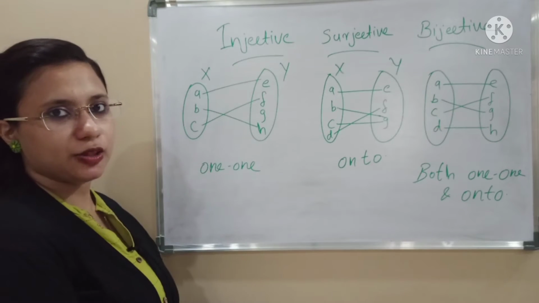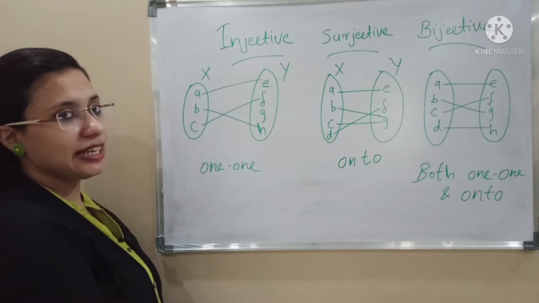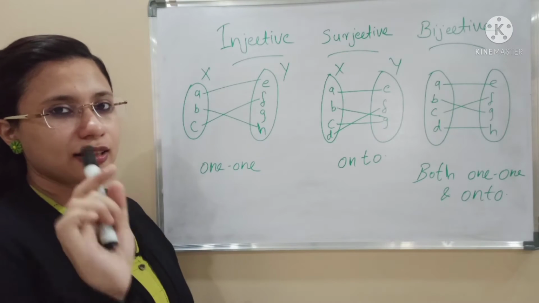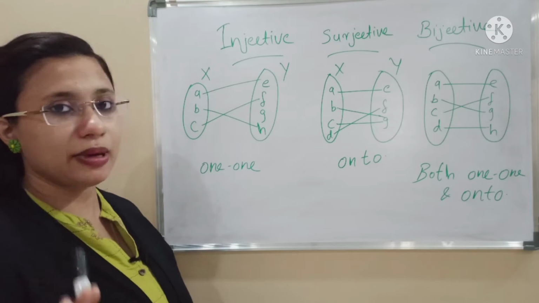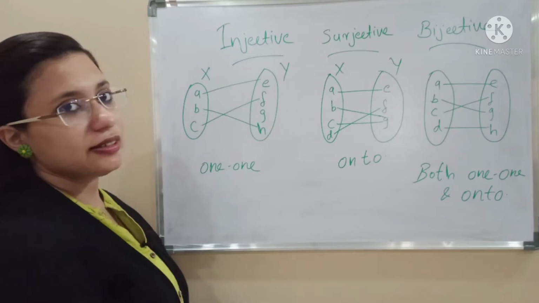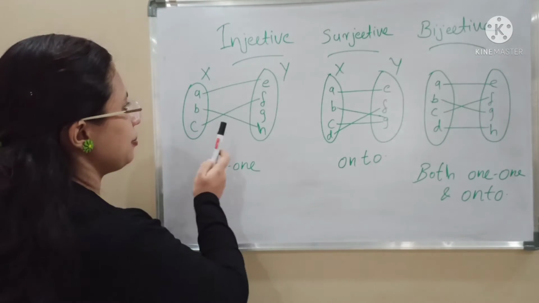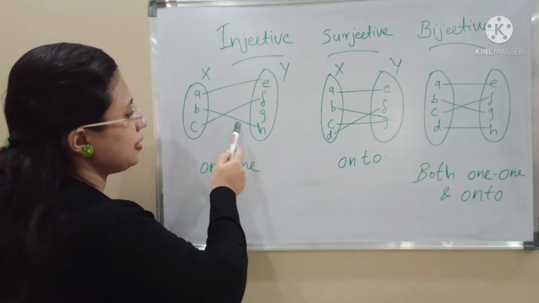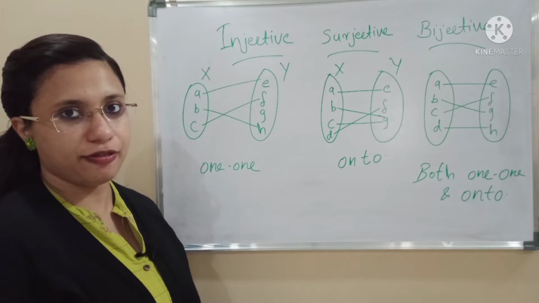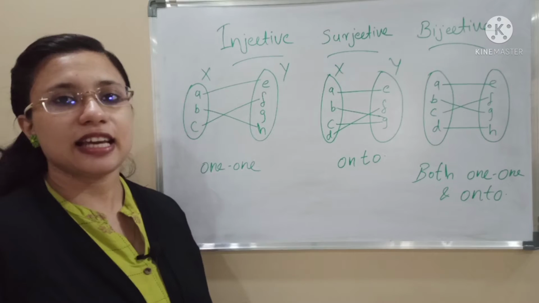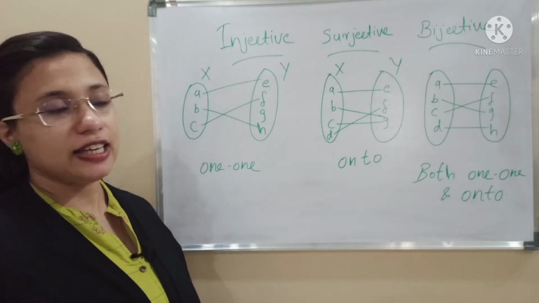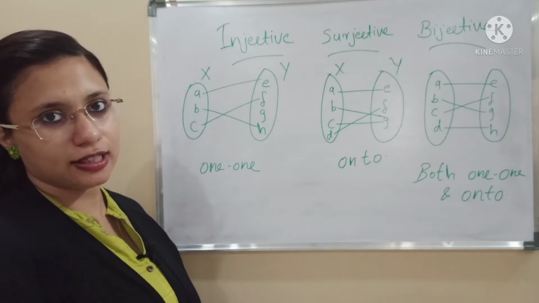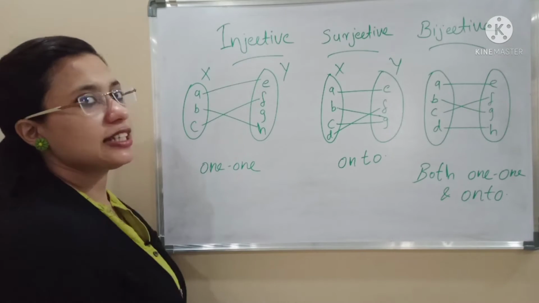1-to-1 means what? Every element in set X will have at most a single image existing in set Y. For example, A has the image E, B has image H, C has image F. So all the elements of set X have a unique image in set Y, right? That is a 1-to-1 relation. So this is also known as injective function.